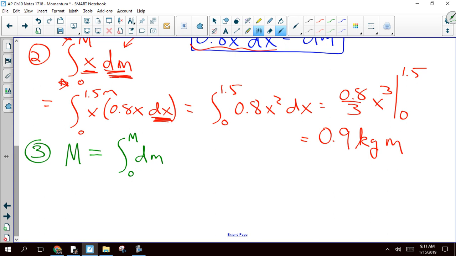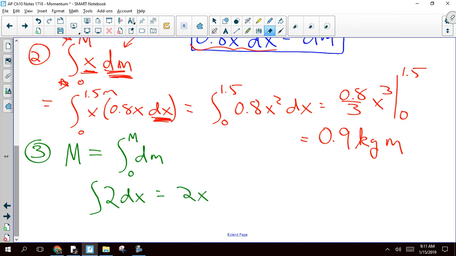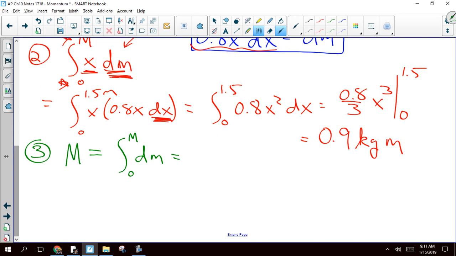What's the integral of x dx? Oh, let's do this. What's the integral of 2 dx? Well, that would be 2x. So that means the integral of dx is just x. So the integral of dm is just m, evaluated between 0 and capital M. That's M. All right, so why do we care?